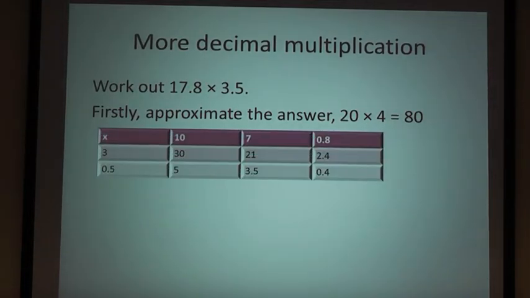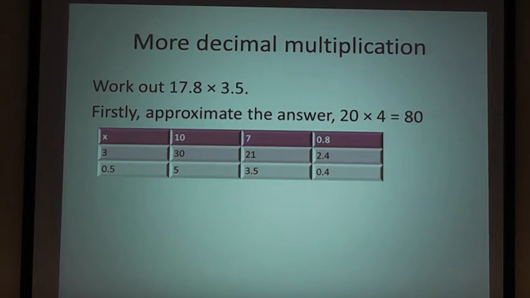So you've got 10, 7 and 0.8. That makes your 17.8: the 0.8, the 7, which is a unit, and the 10, which is a tens. You've then got 3.5, so again 0.5 and 3. Same method: 10 by 3, 7 by 3, 0.8 by 3, remembering where the decimal point goes. 10 by 0.5, again important where the decimal point goes, 7 by 0.5 and 0.8 by 0.5. Decimal points, crucial, crucial, crucial. You get this right at this stage.